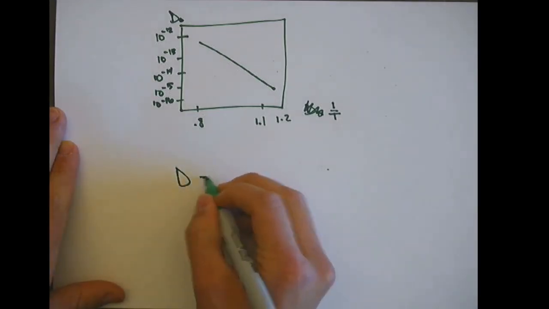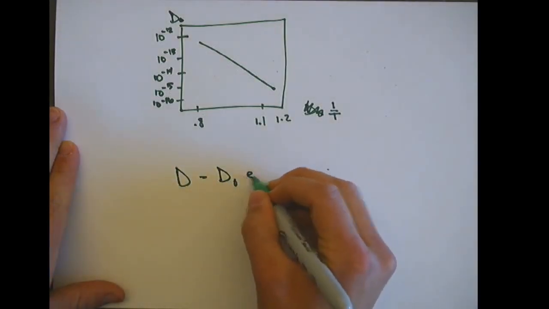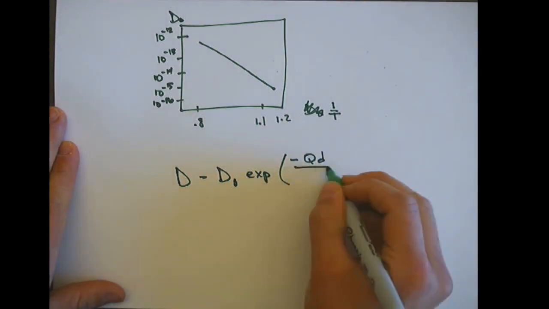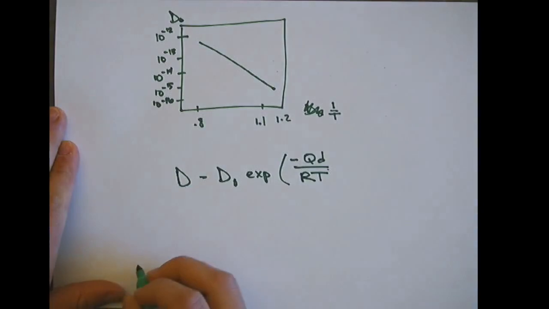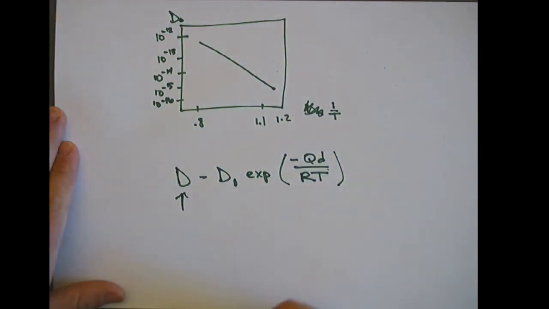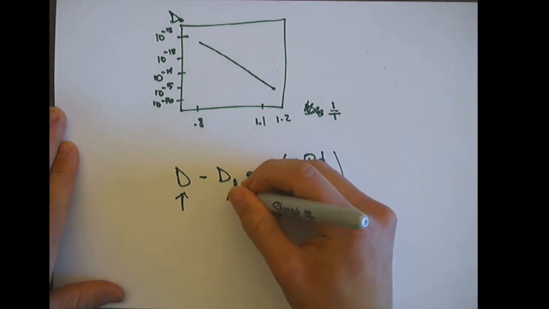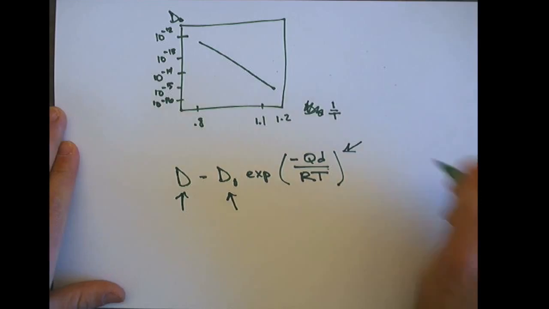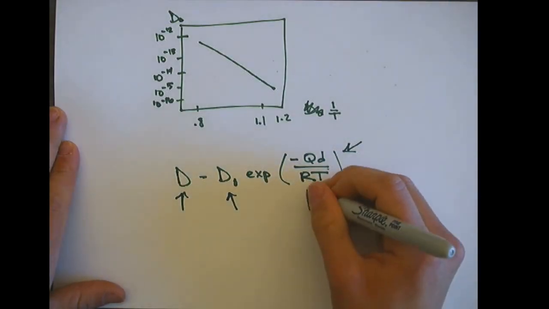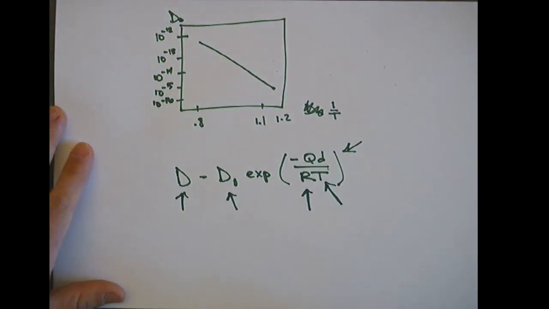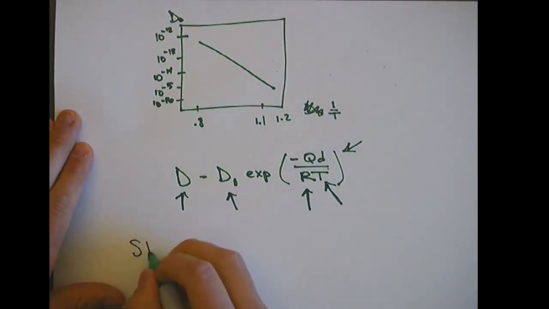Okay, so the equation given is D equals D0, which is our pre-exponential, times e to the negative QD over RT. So D is the value for the diffusion that we're going to get. D0 is our pre-exponential. QD is the activation energy that we talked about before, and then R, our constant R that we're familiar with, and T is the temperature, again in Kelvin.